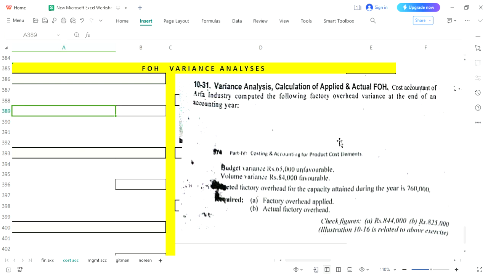What he wants from us here, after the introduction, which is just the introduction and nothing else has been mentioned: the budget variance answer is already provided, and the volume variance answer is already provided. Factory overhead for the capacity attained during the year was 7,60,000. It is actual FH. Budgeted FH, sorry, we'll have to see over here. There was something missing. So budgeted FH for the capacity attained is 7,60,000. What he wants from us is that factory overhead applied and actual FH are to be calculated.